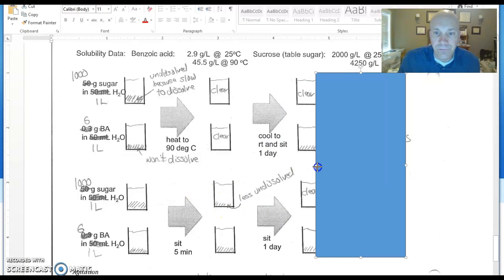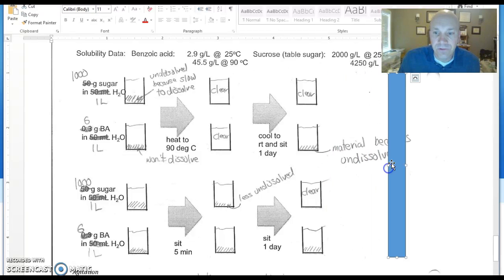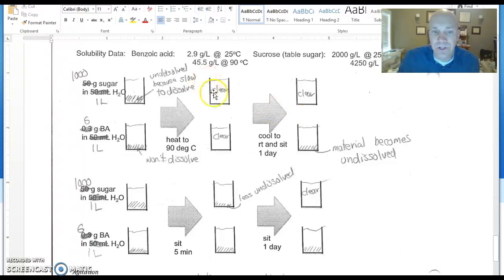So going back to the above situation, we heated those both up to 90 degrees, and we're now going to let them cool back down. With the sugar water, notice it can dissolve 2,000 grams. When you let it cool down, all that stuff stays dissolved. It is quite capable of dissolving that. However, with the benzoic acid, if you've got 6 grams dissolved in there, when it cools back down, it can't dissolve all that. So you'll see that material becomes solid again. It becomes undissolved.